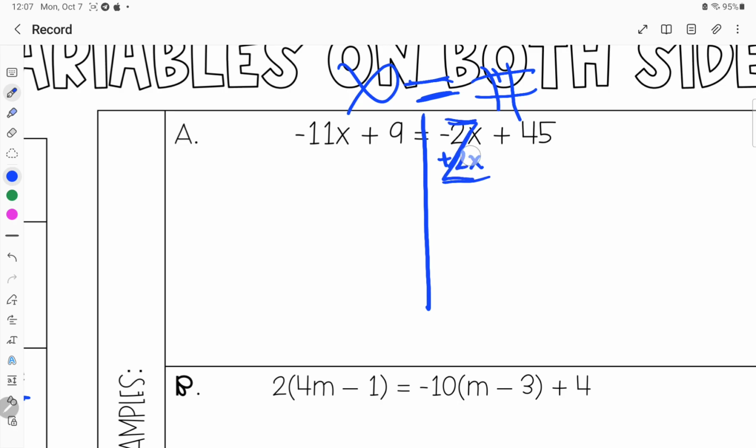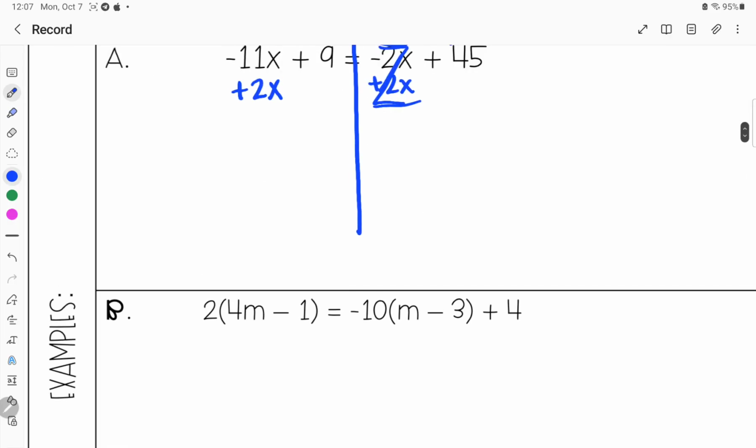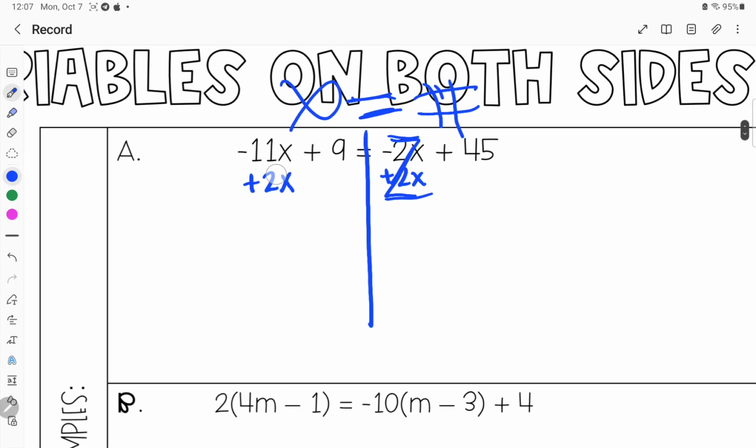But if I add 2 x's on this side, again, keeping it balanced, I need to add 2 x's on this side. And you'll notice that I put these x's right underneath the other x's because these are like terms. I'm not adding 2 x's to 9 because this is just 9, nothing with x's. So then I would have 11 negatives, 2 positive will leave me with negative 9x. I did not touch this, so I have plus 9. Those zeroed out, and so I'm left with 45 on that side.